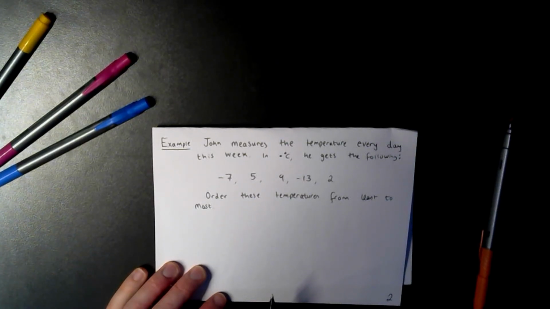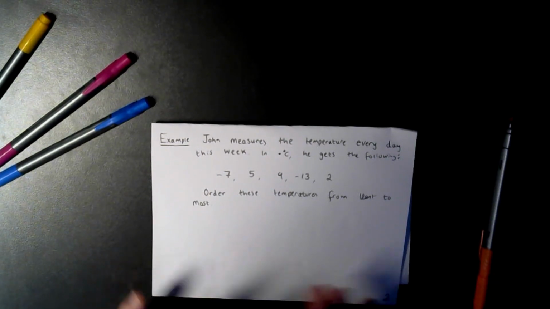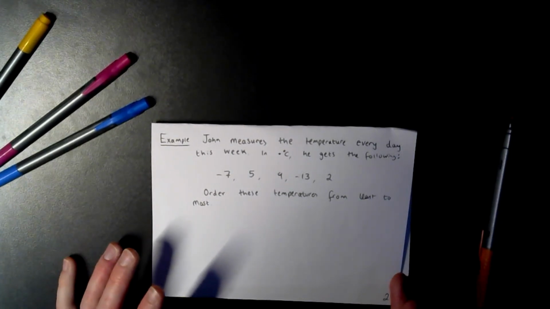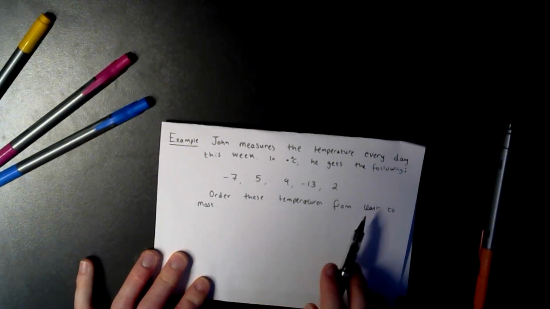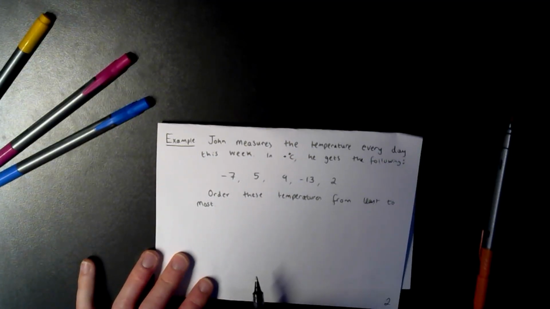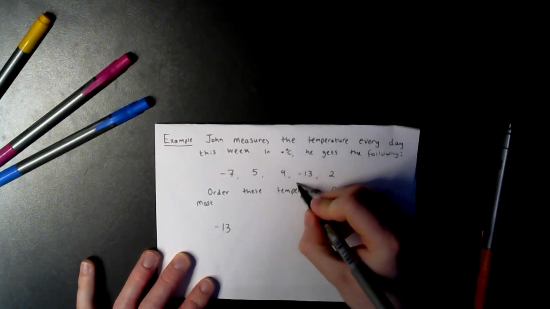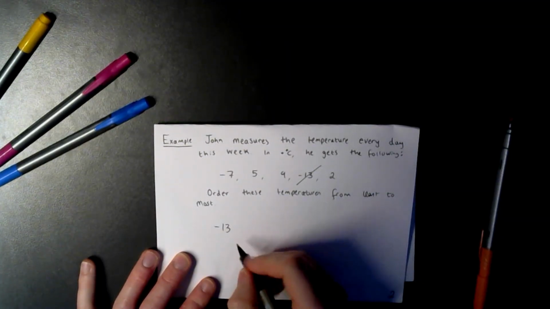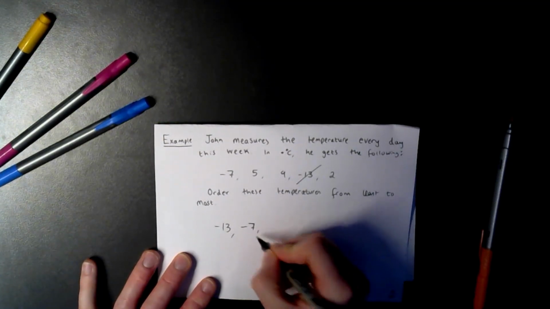This time we're going to do it without a number line. So we have to think, okay, we're going to start from the least. So what's the least going to be? The least is going to be the number that's furthest to the left of 0, furthest below 0. And which of these numbers are furthest below 0? It's going to be -13. So we'll start with -13 and cross that off. And so of the remaining numbers, which of those is the furthest below 0? Well, it's going to be -7. So we'll write -7 and cross off that.